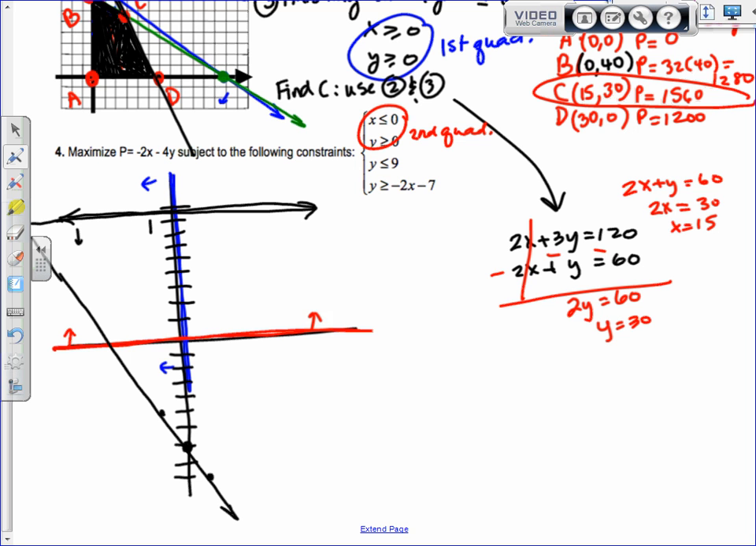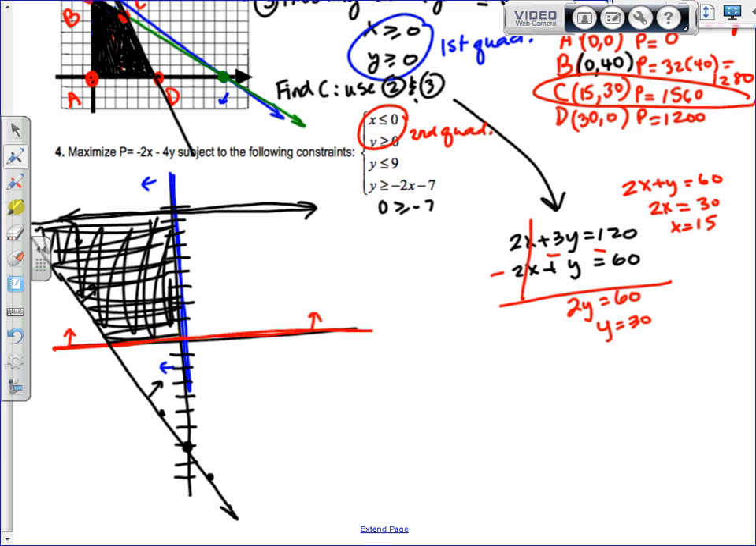All right. And if you plug in 0, 0 for that one, you get 0 is greater than or equal to negative 7, which is true. 0 is bigger than negative 7, so you shade towards 0, 0. So your final shaded region is right here. Mine's very sloppy.